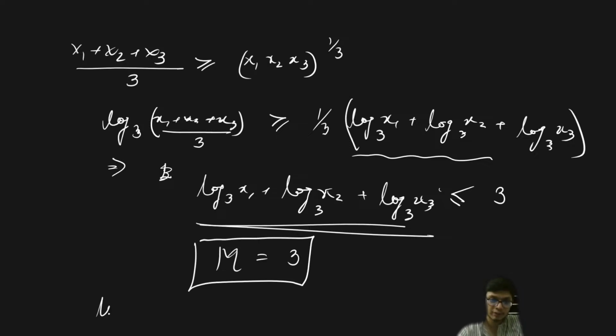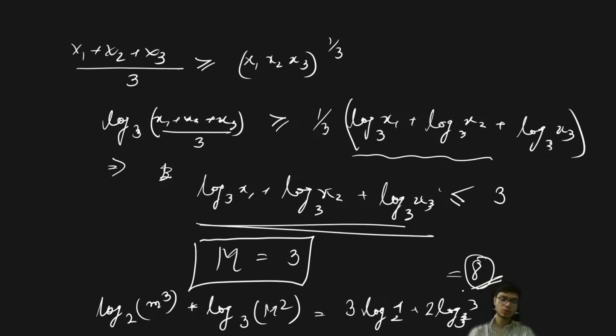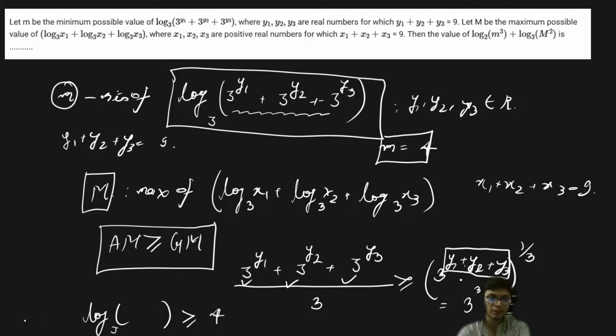So therefore your answer, that is log base 2 of small m cube plus log base 3 of capital M square, is going to be equal to 3 times log 4 base 2 plus 2 times log 3 base 2, and then log 3 base 3, and this is going to be equal to 8. So simply the answer to this particular problem is 8. Therefore the numeric value of this answer is 8.